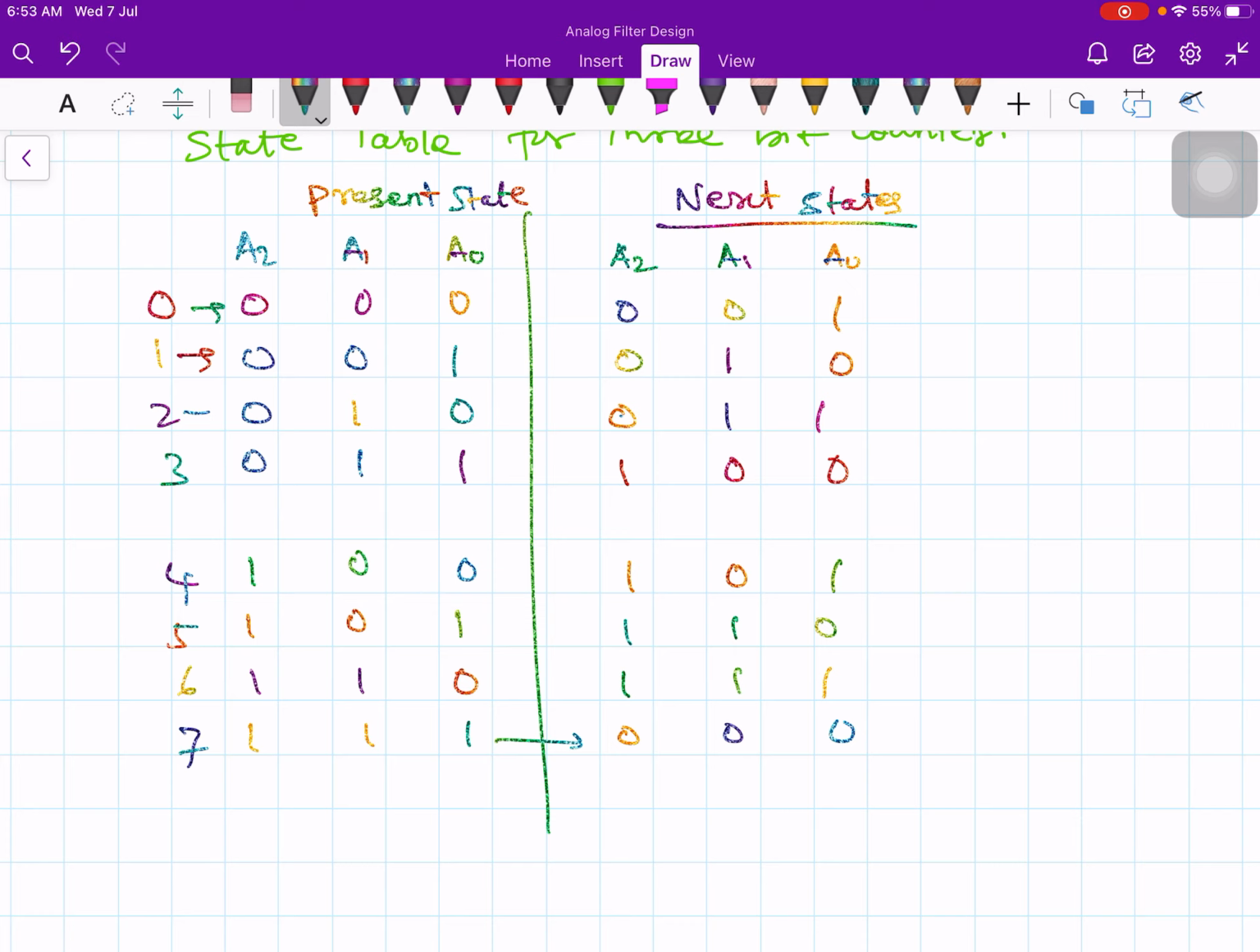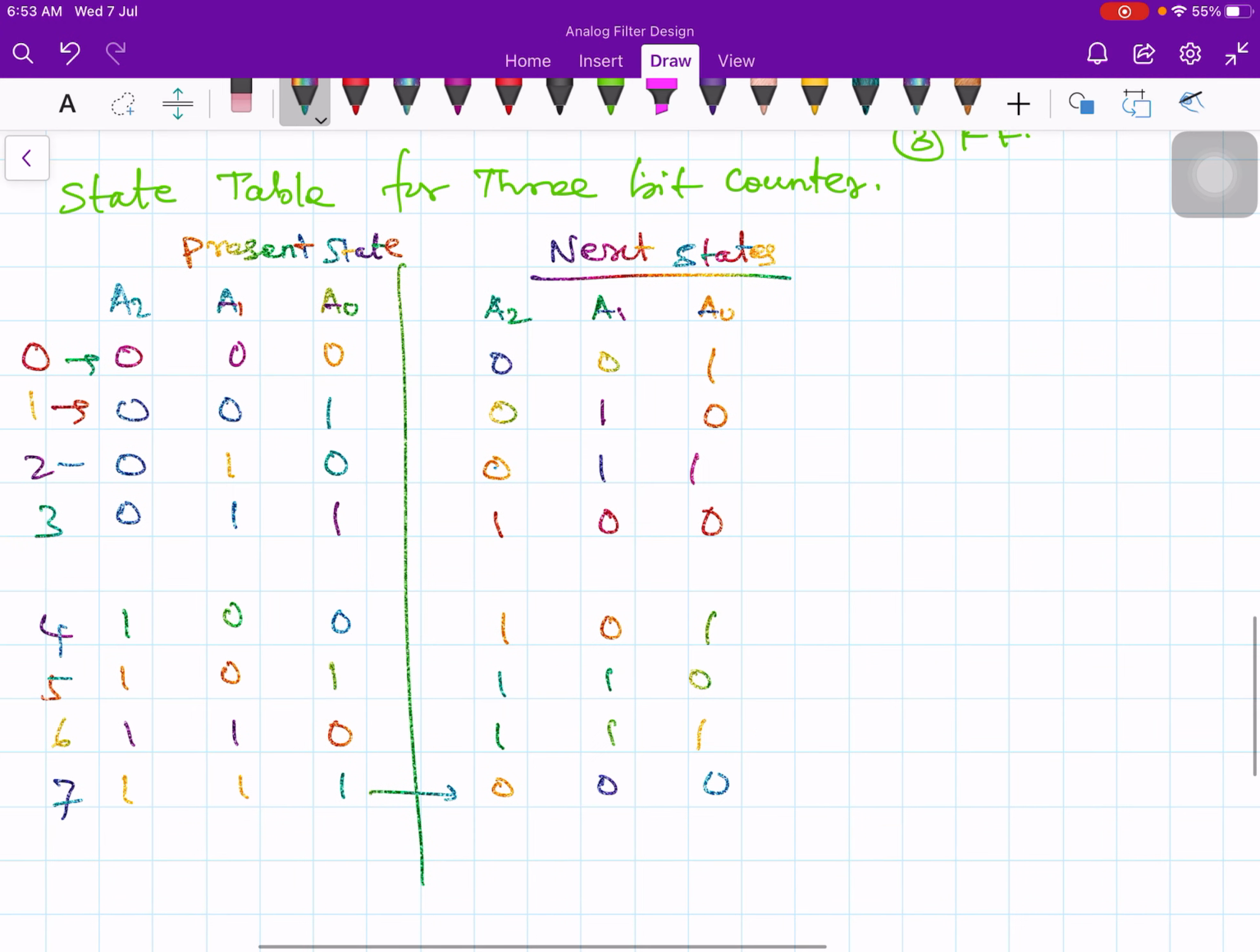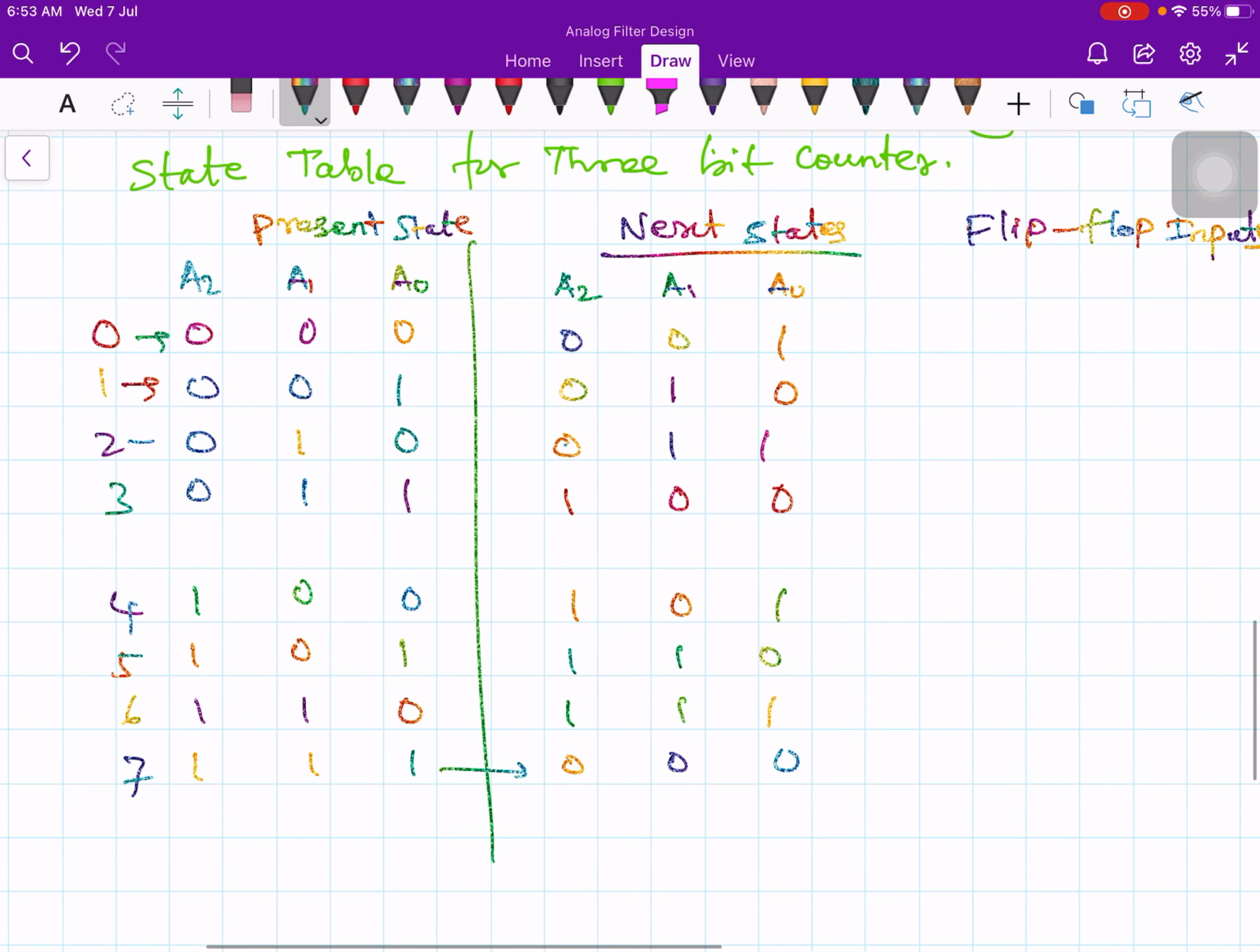Now flip-flop inputs. T suffix A2, T suffix A1, T suffix A0. Flip-flop inputs. This T denotes T flip-flop. That's it. Now 0 to 0, no change. Therefore, the input is 0.